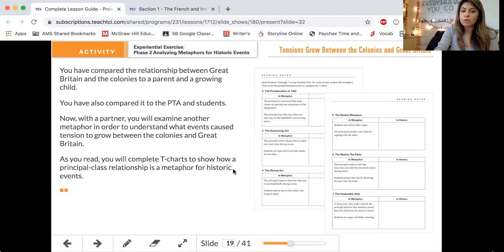As you read, you will complete the T-charts that are on page 62 and 63. So that's why I asked you to get your book open to page 62. You are going to use those T-charts to show how a principal-class relationship is a metaphor for historic events.